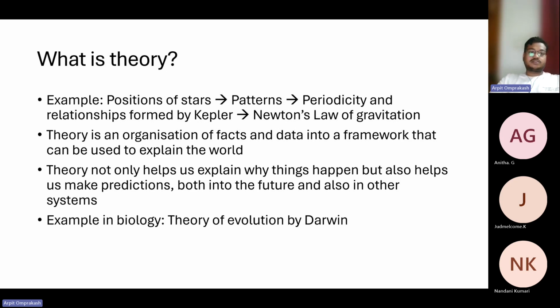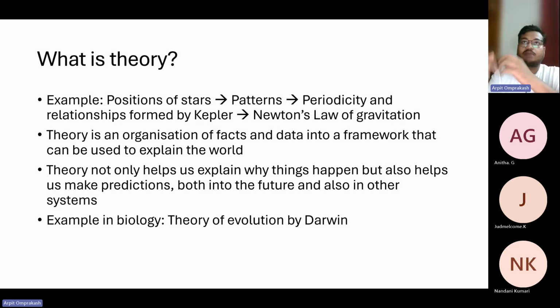So here Sashi sir gave an example of basically what is theory. So he talked about how in ancient times and early times people tended to do stargazing and all. So they noticed that there are certain stars which are present and which across nights move in certain ways, right? From this, other people started figuring out interesting patterns of these movements.